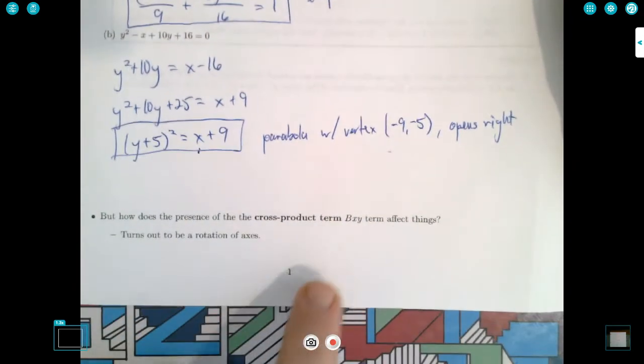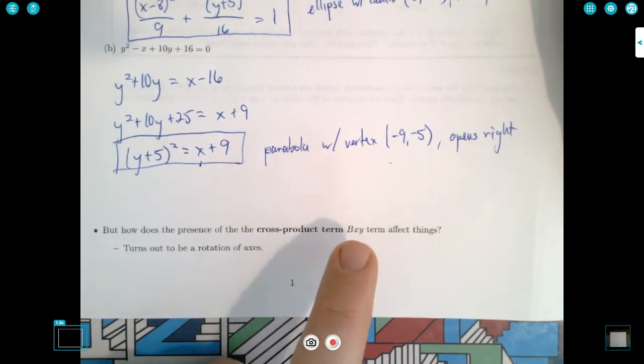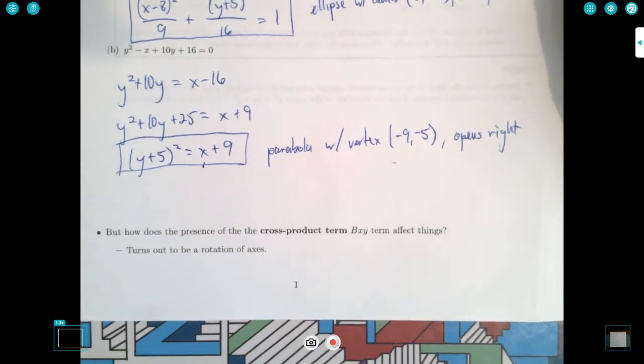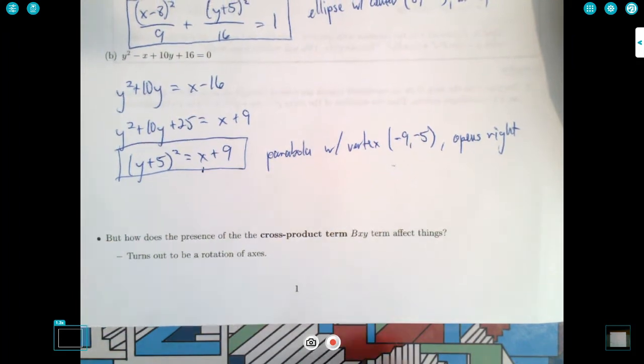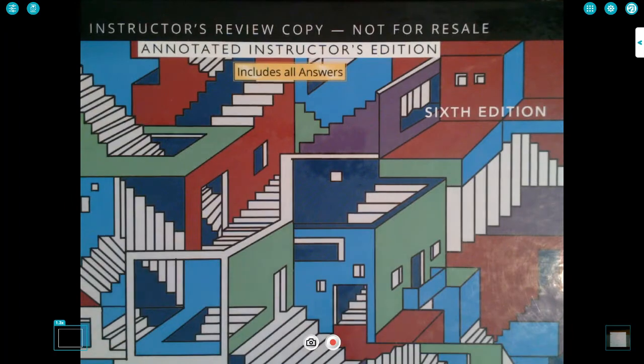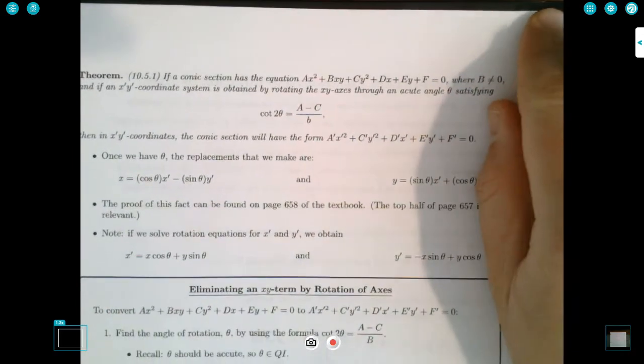Okay, but what do you do if there is a bxy term, right? What do you do if this cross product term is there? Well, the bxy turns out to be a rotation of axes. And we can eliminate the term by rotating the axes. So here's the result. I'll give you the result, and then I'll show you some examples, right?